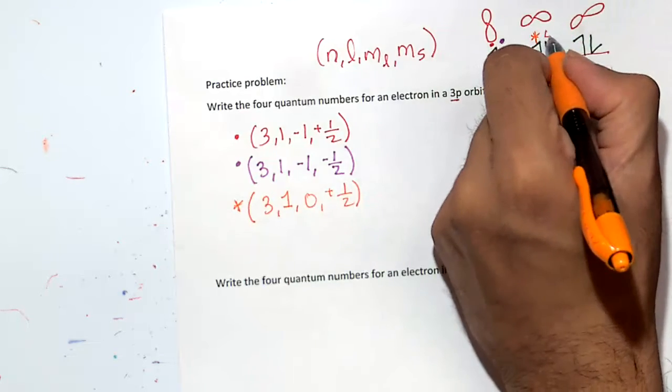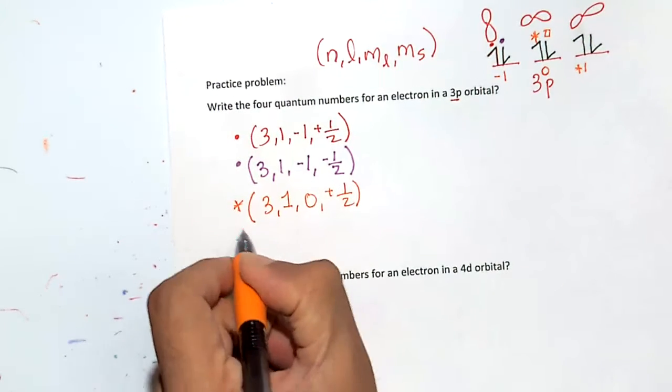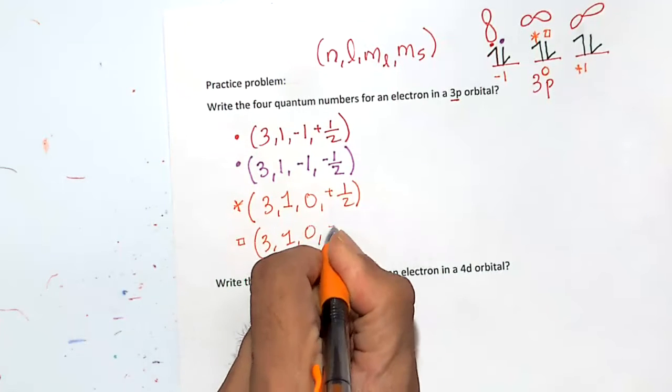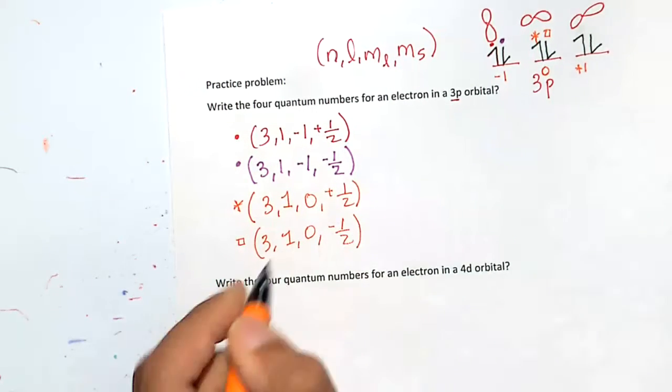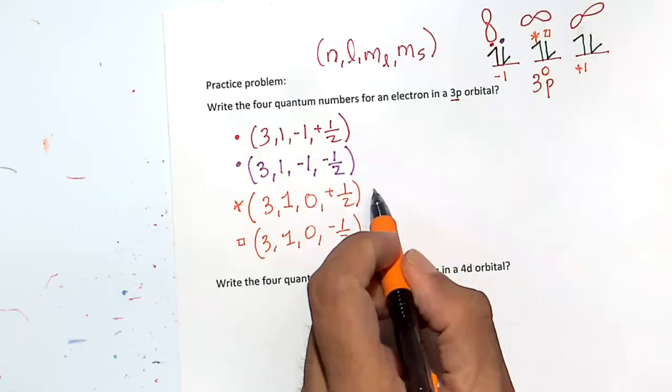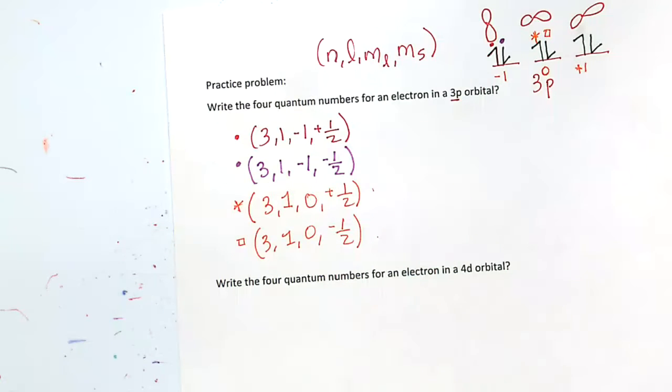Let's do the square electron. Everything is the same except it's spin down. Everyone see that? Remember, all of these addresses have to be unique. This is different than this because one is spin up, the other is spin down. All right, 2 more to go.